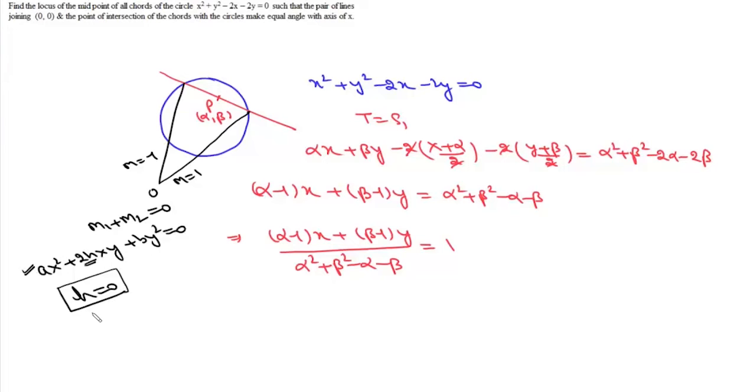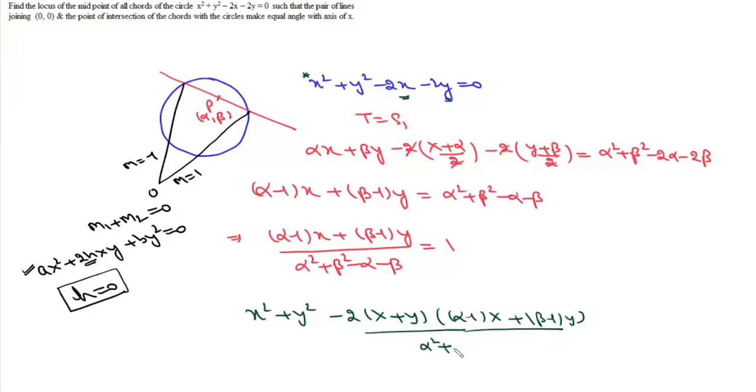In order to find the equation of the pair of straight lines, we have to make this curve homogeneous. So we are going to write this as x square plus y square. Here the degree is already 2. We have to make the degree of these two terms 2. So we can write this as minus 2 times (x plus y), and we multiply it with 1, which we can write as ((alpha minus 1)x plus (beta minus 1)y) upon (alpha square plus beta square minus alpha minus beta), and it is equal to 0.